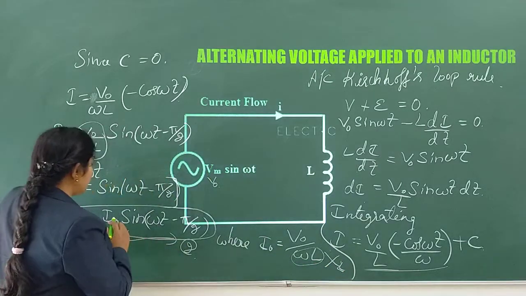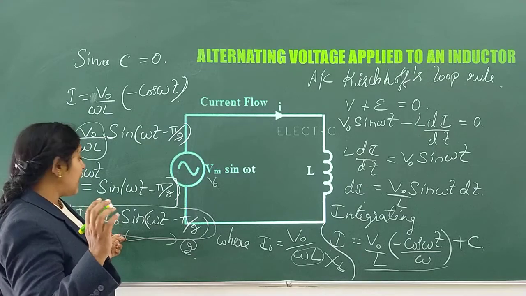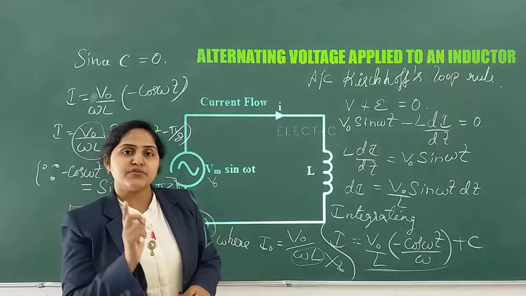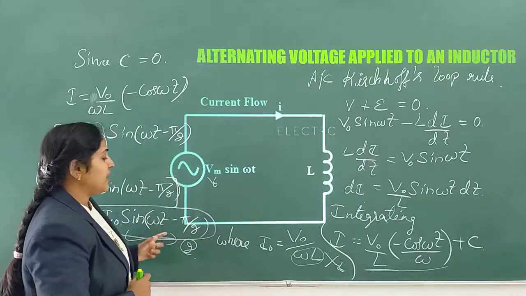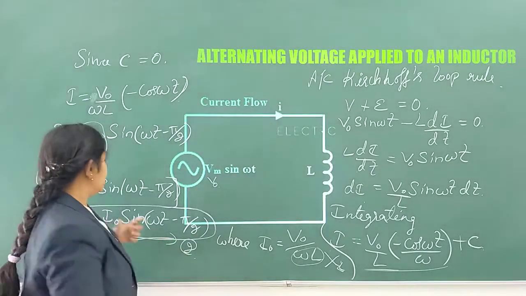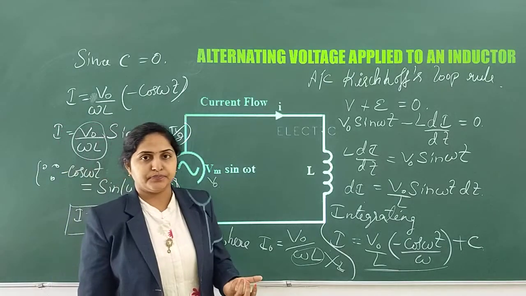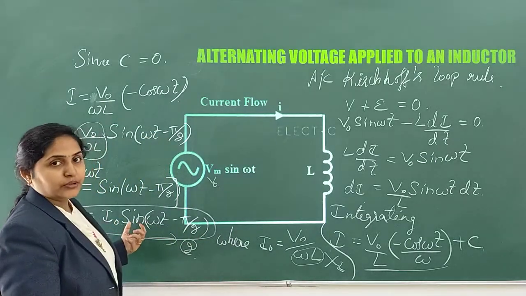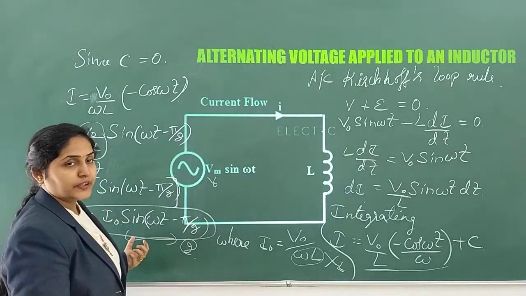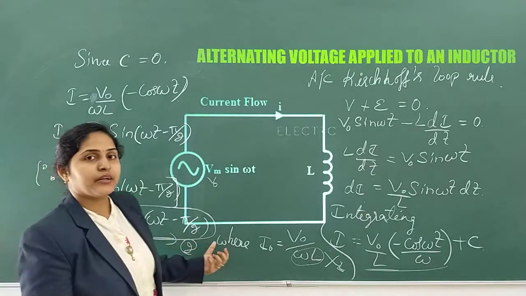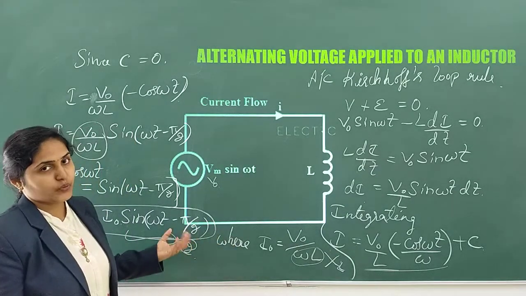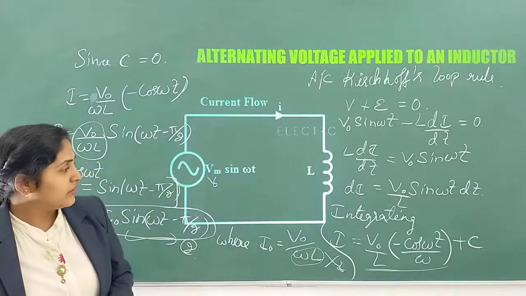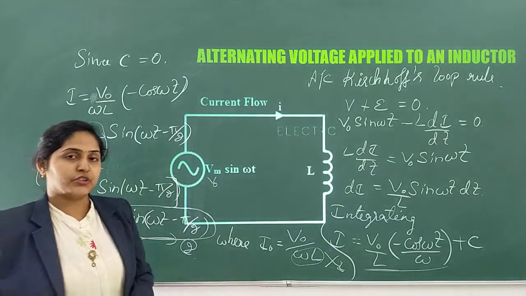And I will be equal to I naught when sin (omega t minus pi by 2) becomes 1. Remember, when sin (omega t minus pi by 2) becomes 1, the current will be maximum, that is I naught, the peak value. Okay, so this is the derivation to obtain the equation of current.